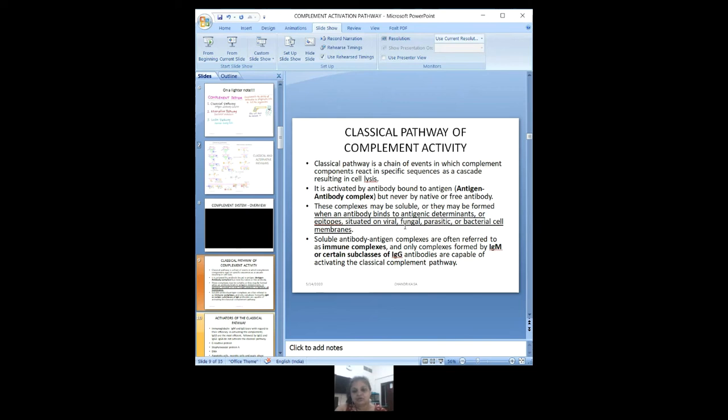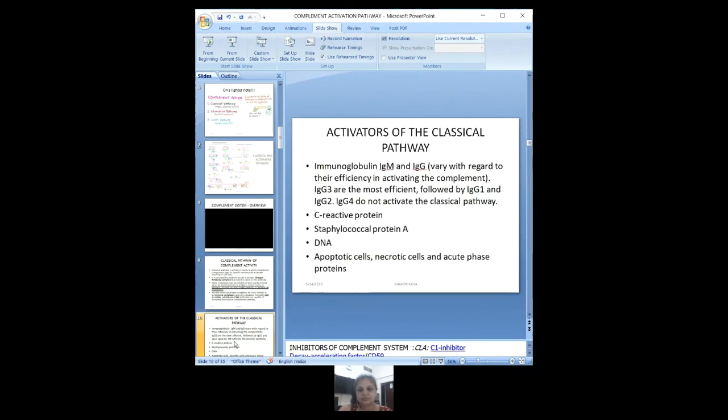The main antibodies that are involved in production of this reaction are IgG and IgM. Various subclasses of IgG are involved in this reaction. In the next slide, we will see the activators of classical pathway, the various antigens which can activate this pathway. They may be C-reactive proteins, staphylococcal protein A, or factors produced by apoptotic cells or necrotic cells, etc.